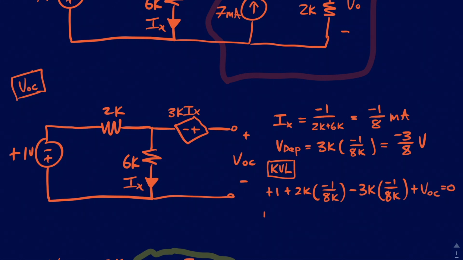So then when we simplify for VOC, it's going to be equal to minus 9/8 of a volt. Okay, so that's finding VOC.